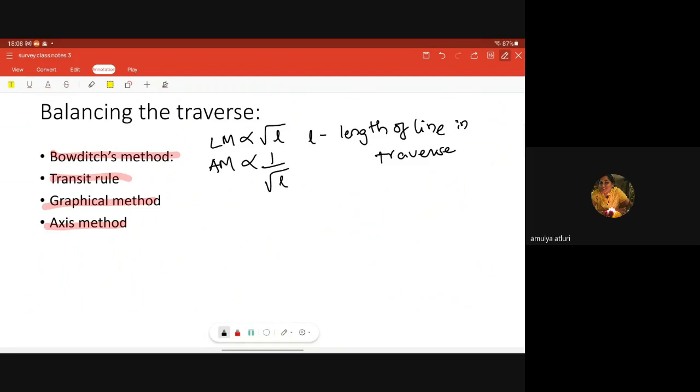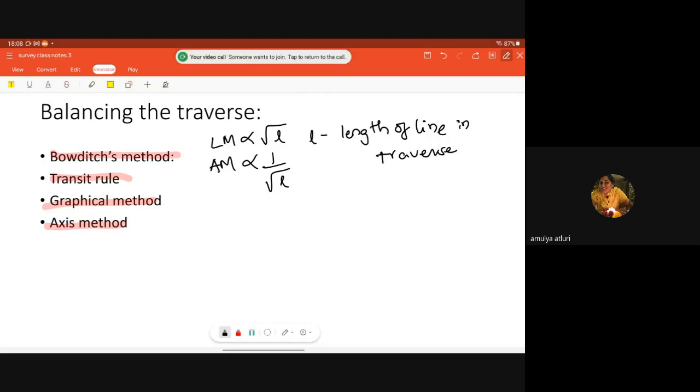So these are the methods used for balancing the traverse. In Bowditch's method, my linear measurement is proportional to root L, and my angular measurement is inversely proportional to my length of the traverse. Okay.